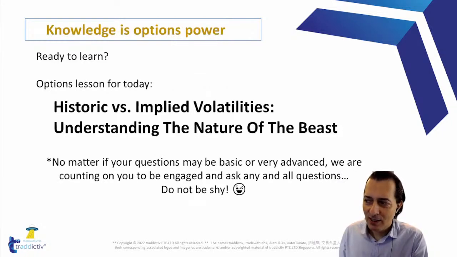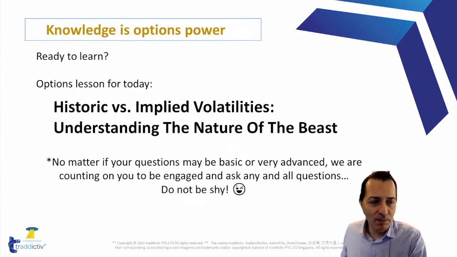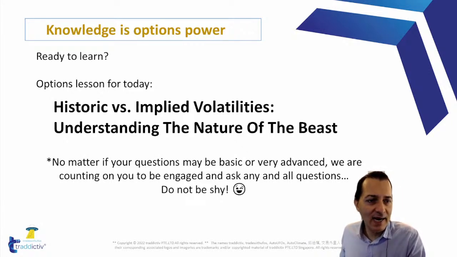So the lesson for today is about historic and implied volatility. But before I get there, question from IASIC. I have heard about options, but I'm curious, who are the ones that put them up for others to take them? Could it be from powerful financial institutions that can affect the prices to their favors?